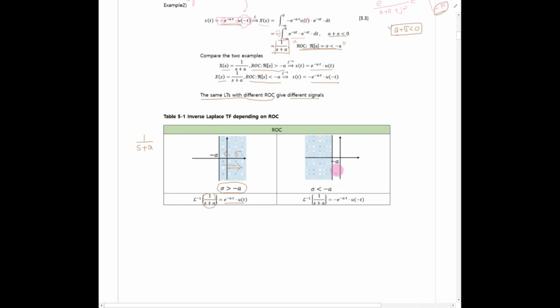But in this case, the real part of s, this is the s domain, is less than minus a. That is the region of convergence. Then the inverse Laplace transform will give a different signal. That's the left-handed signal.